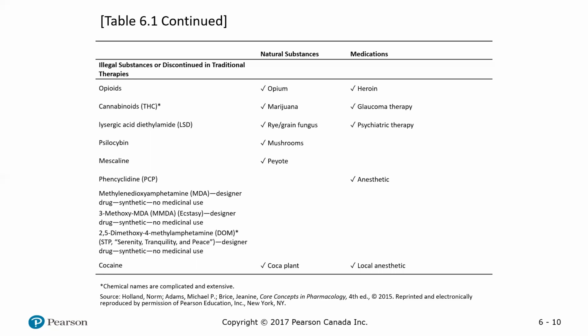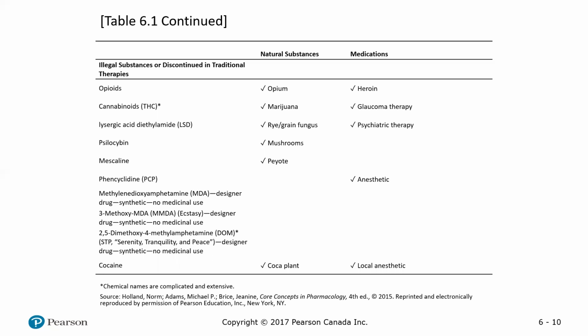Now, there are some other drugs. They are illegal substances, and they've already been discontinued in traditional therapies. It's methylenedioxyamphetamine, MDA. It was a designer drug, meaning it was synthetically made in the laboratory, but it has no medicinal use. 3-methoxy MDA, ecstasy: designer drug, no medicinal use. 2,5-dimethoxy-4-methylamphetamine, STP: serenity, tranquility, peace. They are all designer drugs, synthetic drugs, with no medicinal use. You don't have to remember these names, but you have to be very careful with them.